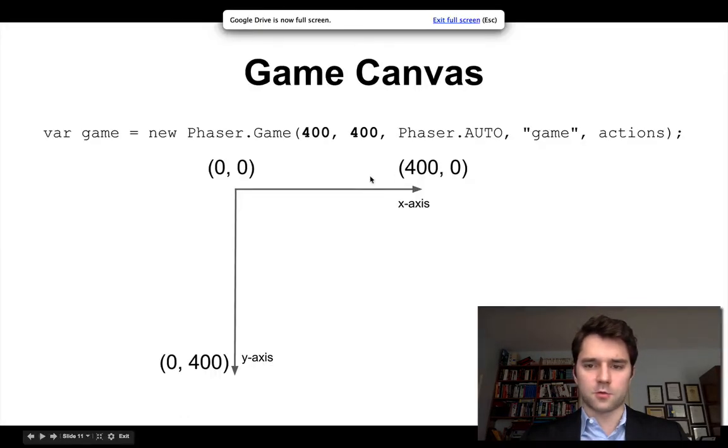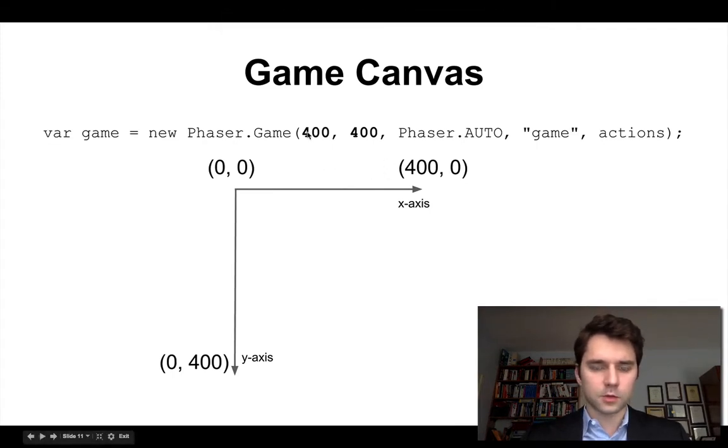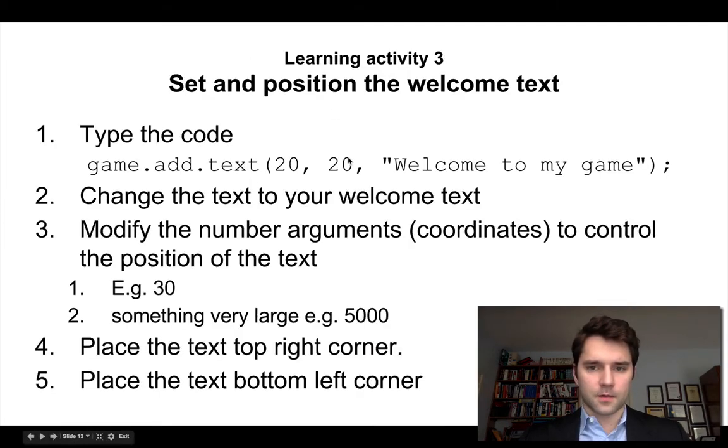Well, the first thing to really understand is how the coordinates work. So when you say, I want a canvas of size 400, 400, the top left corner has the coordinate 0, 0. So if you want to place some text on the top left, then you want something that's close to 0, 0. So let's go ahead and try this. There is a new instruction available that lets us set a text. It's called game.add.text. So let's use that and see what we can do.